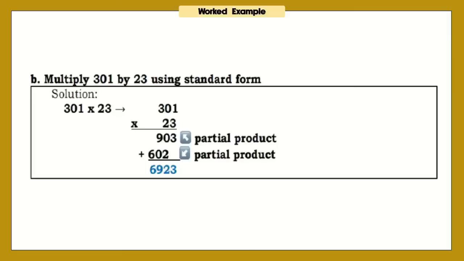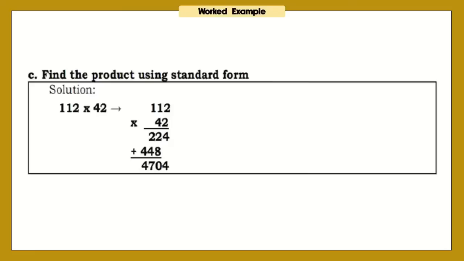Multiply 301 by 23 using standard form. The answer is 6,923. Find the product using standard form. The correct answer is 4,704.